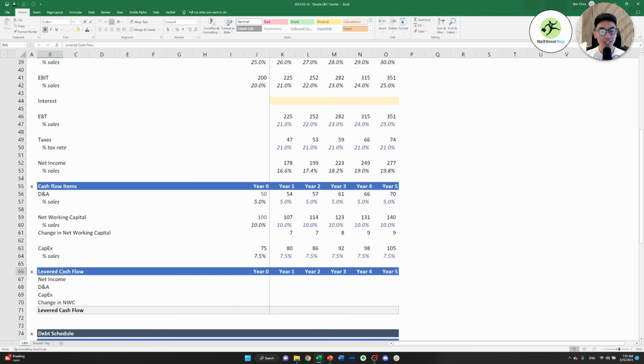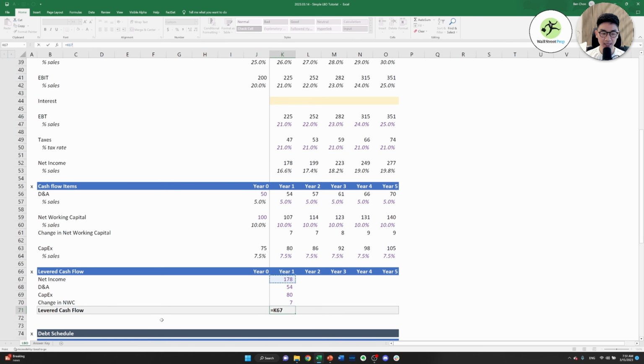The last step here is just to link to everything to calculate your levered free cash flow, which, as a friendly reminder, again, does not include mandatory debt repayments for this model. So we're going to link to our net income, then to our D&A, then to our capital expenditures, and then our change in net working capital.